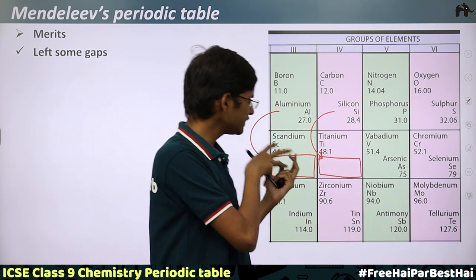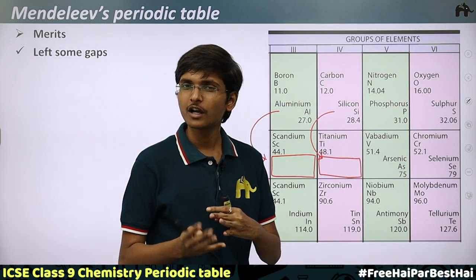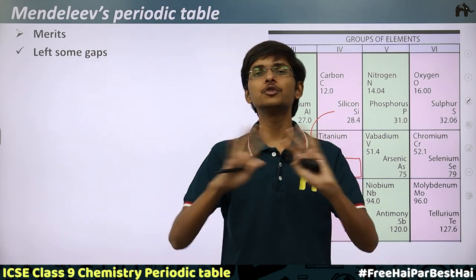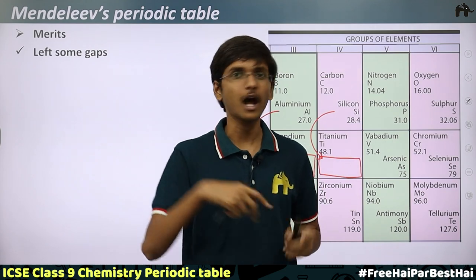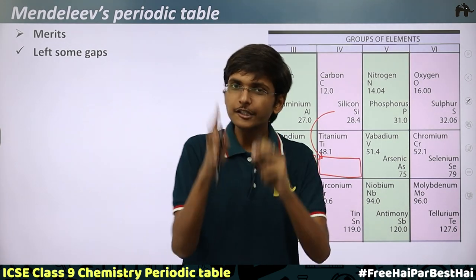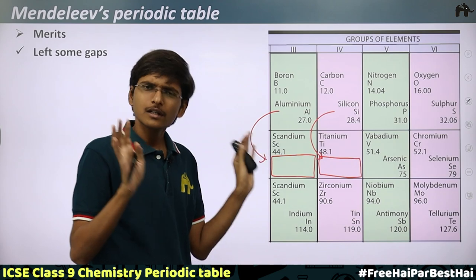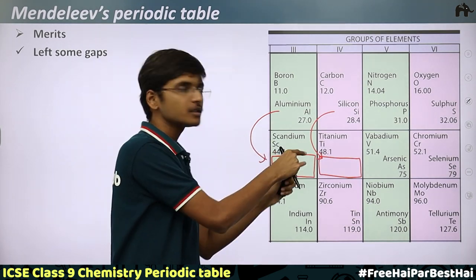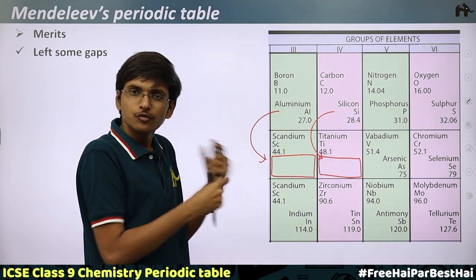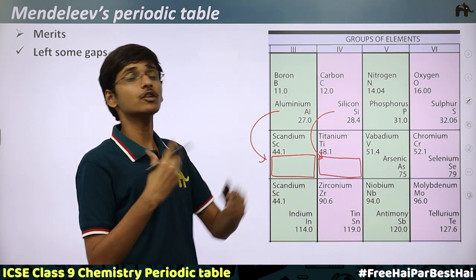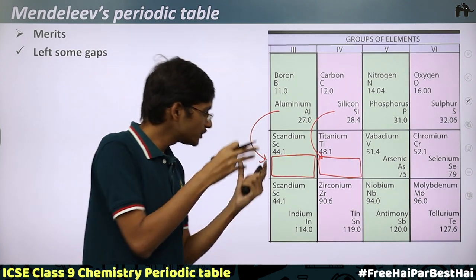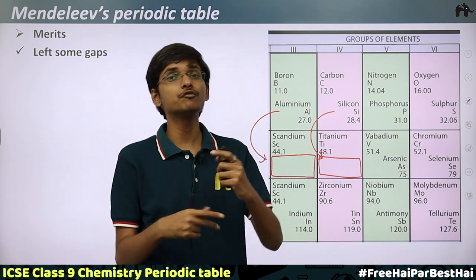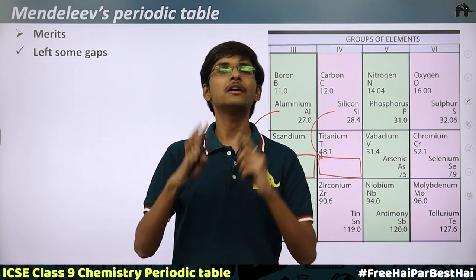But he didn't portray these gaps as a flaw in his table. Instead, he portrayed these gaps as a huge success of his periodic table. How? Because he said, I'm leaving these gaps, but later on humans would discover some elements which can be placed here. So he left those gaps for the elements which were yet to be discovered.